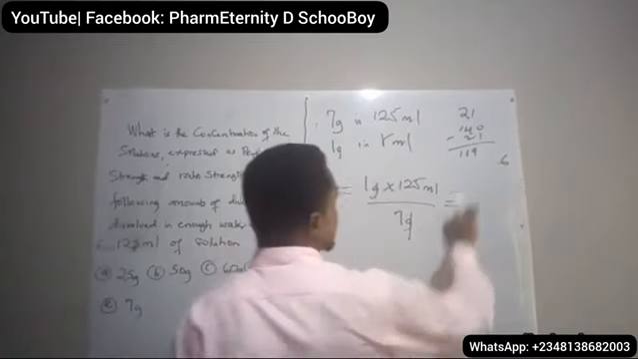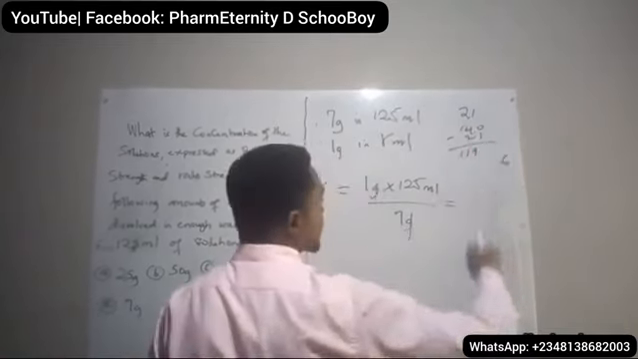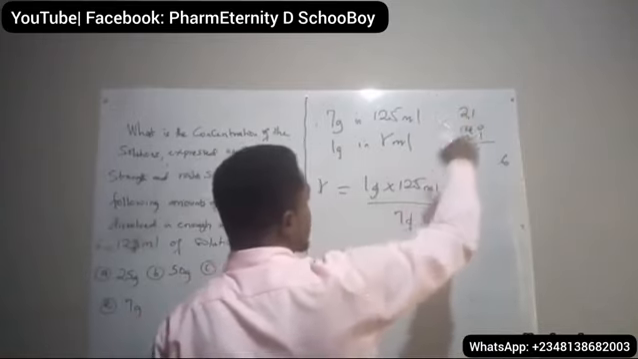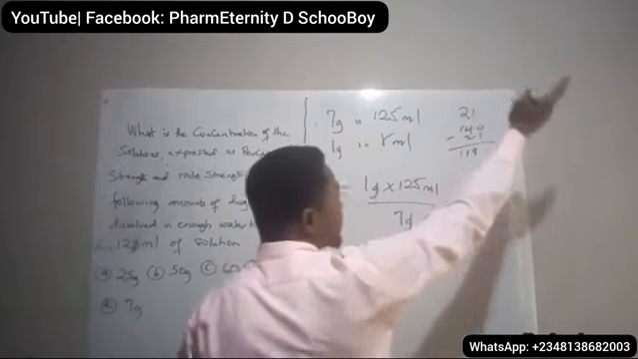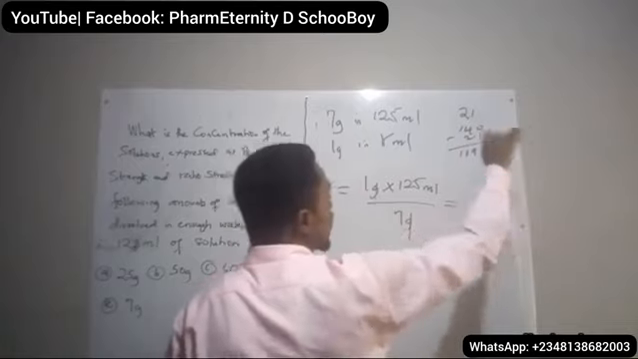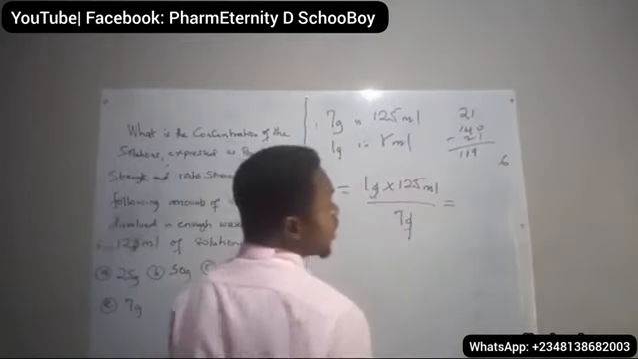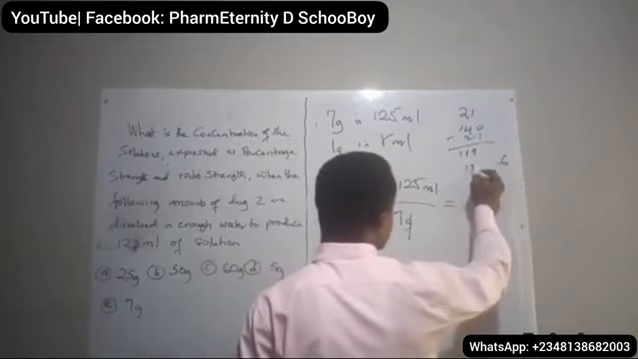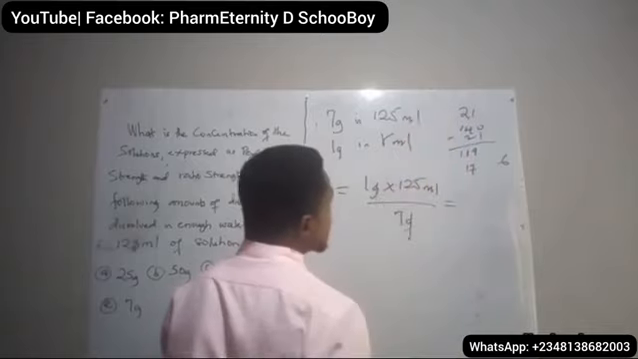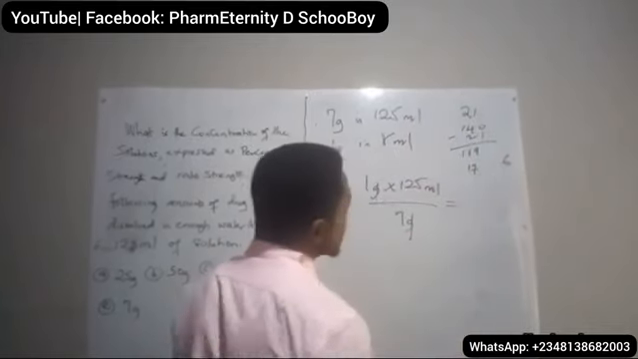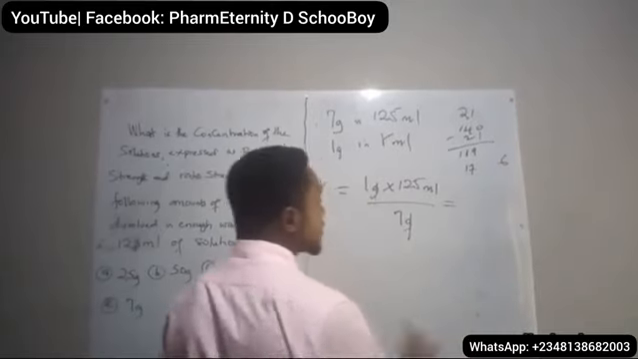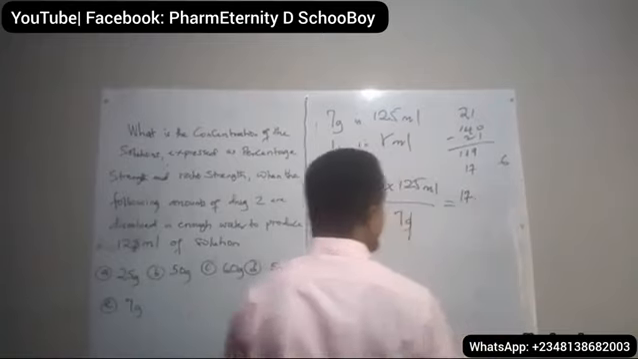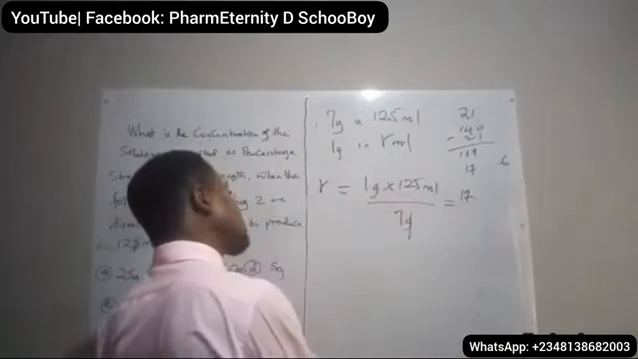How many sevens are in 21? 3. So if 3 sevens are in 21 and 20 sevens are in 140, we remove 3 from 20 to give us 17. So we have 17 sevens, and 17 sevens will give us 119. So this is 17, remainder 6.